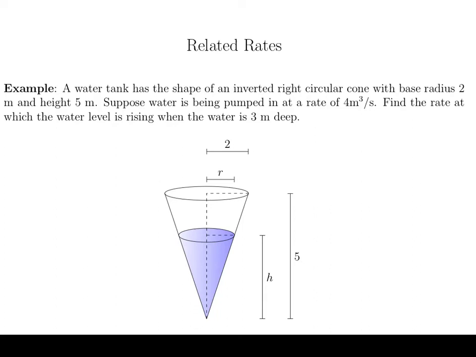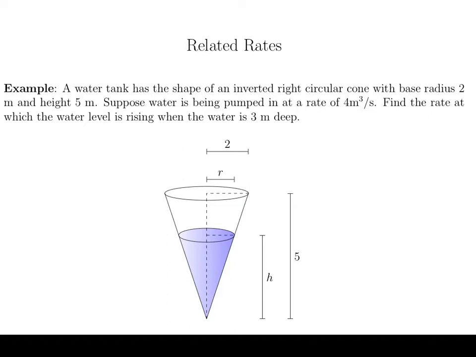Hello, calculus fans. Okay, we've got a water tank in the shape of an inverted right circular cone. The word inverted just means upside down, so that the pointy side is down. It's a right circular cone. The circular part just means that the top here is a circle. So we've got a sort of three-dimensional view with a little bit of perspective.